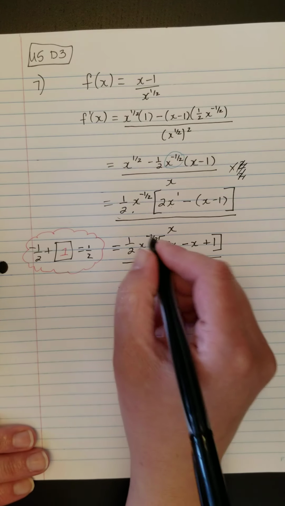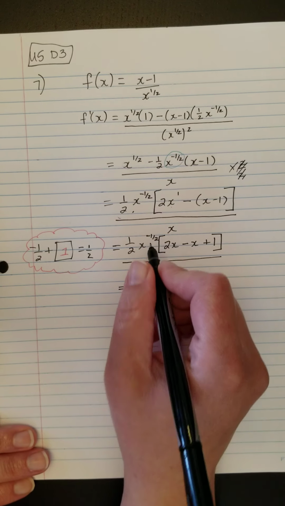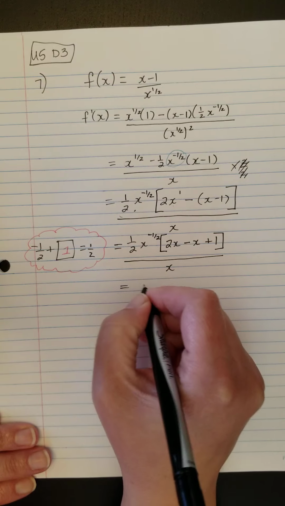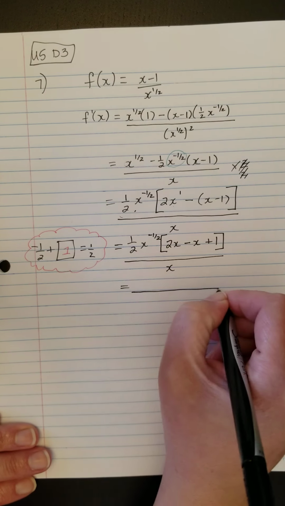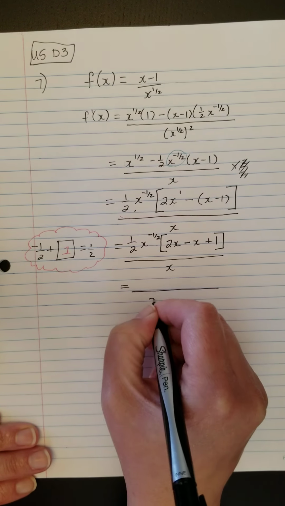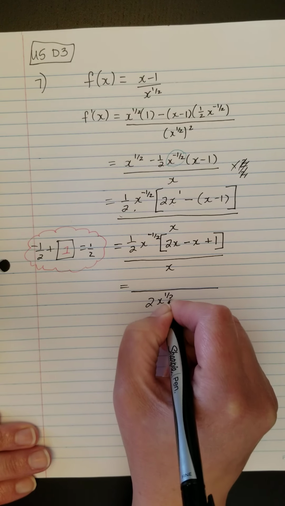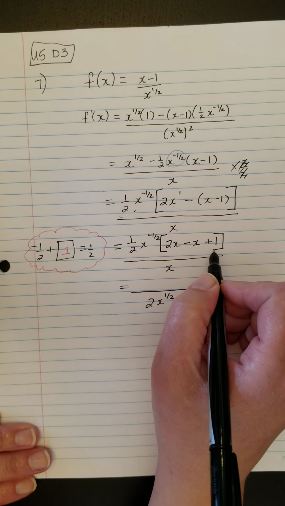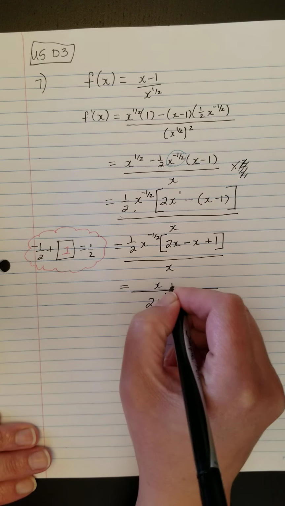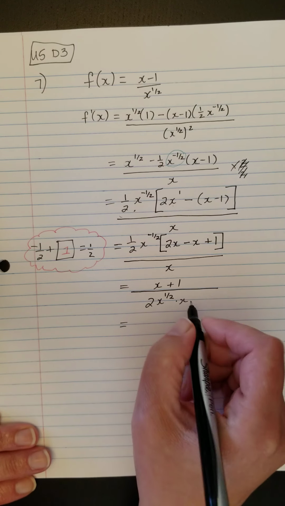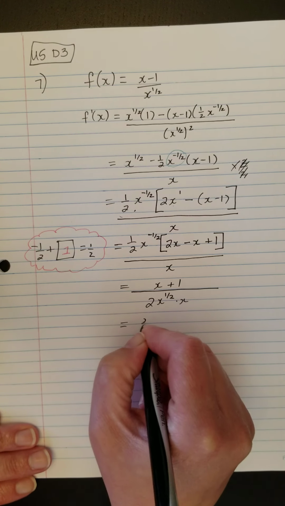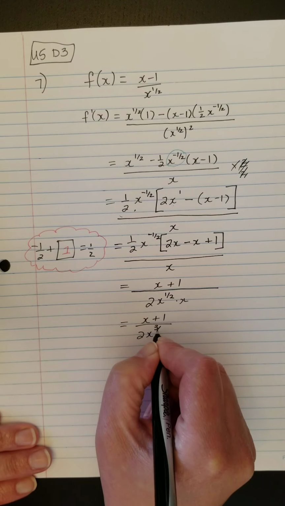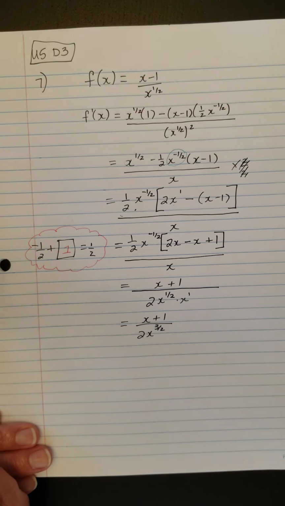Now, bringing this down, I do want to simplify, write things as a single fraction with positive exponents. So this stuff here would go onto the denominator, so I'd have 2x to the 1/2 times that x, and on the top is what's in these square brackets here. 2x minus x is x, plus 1. And then I can simplify using my exponent rules here: x plus 1 over 2x to the 3/2 if we add up those two exponents.